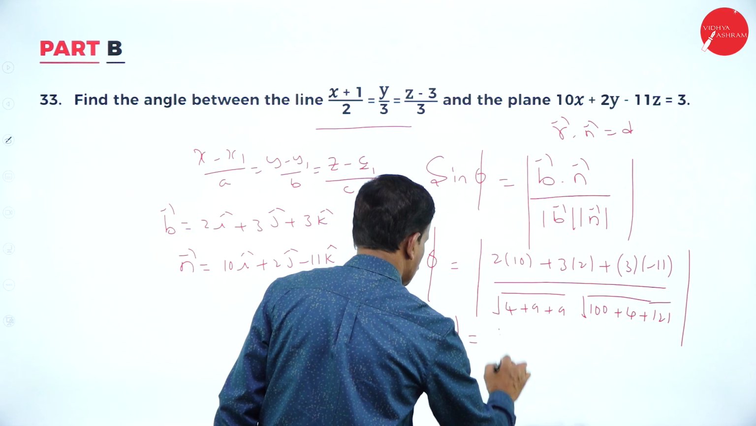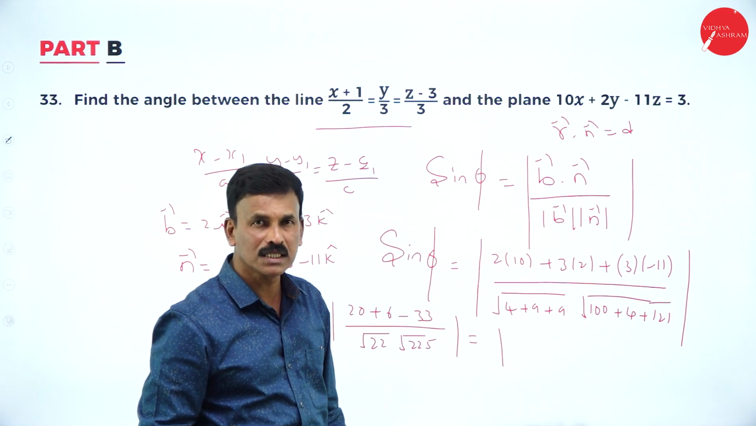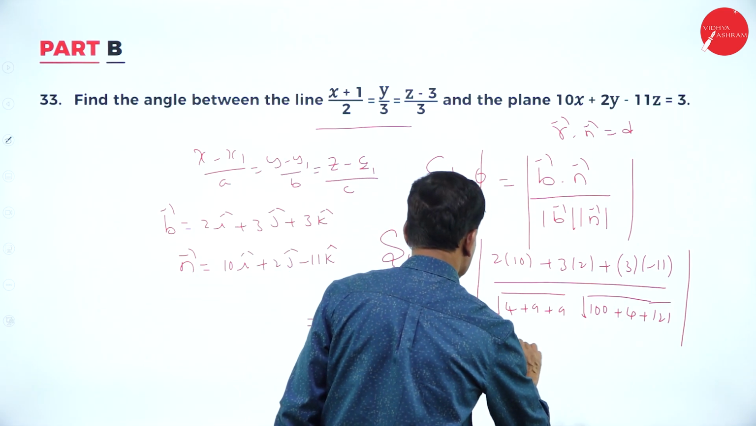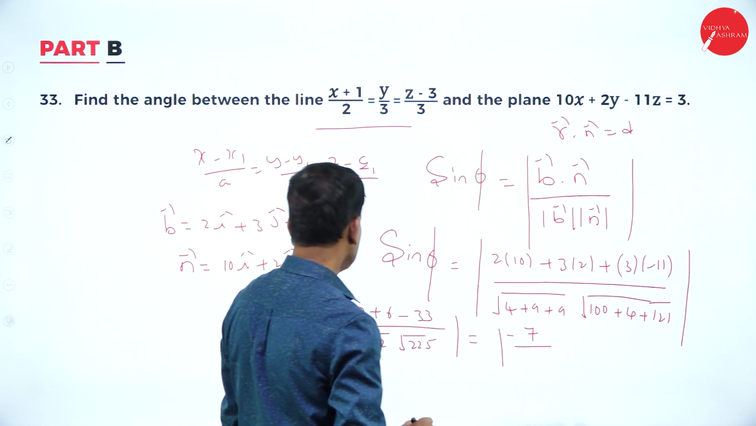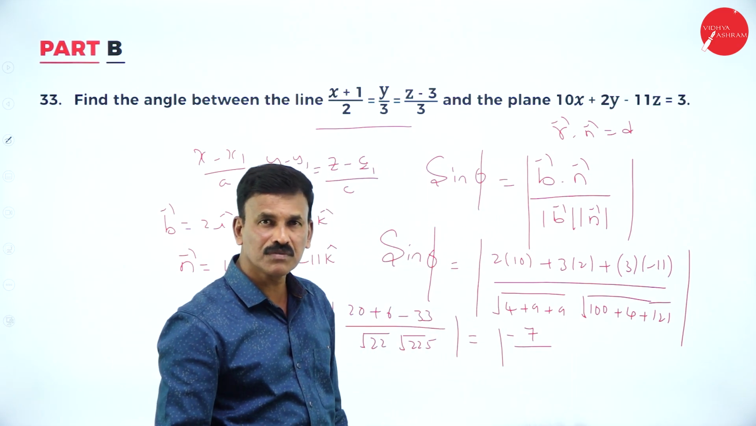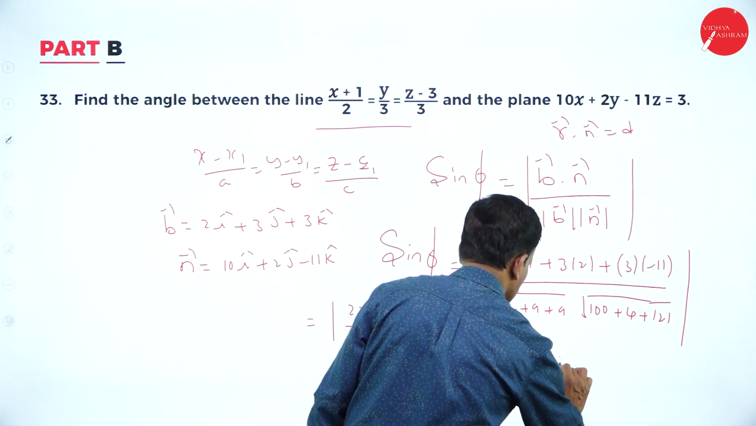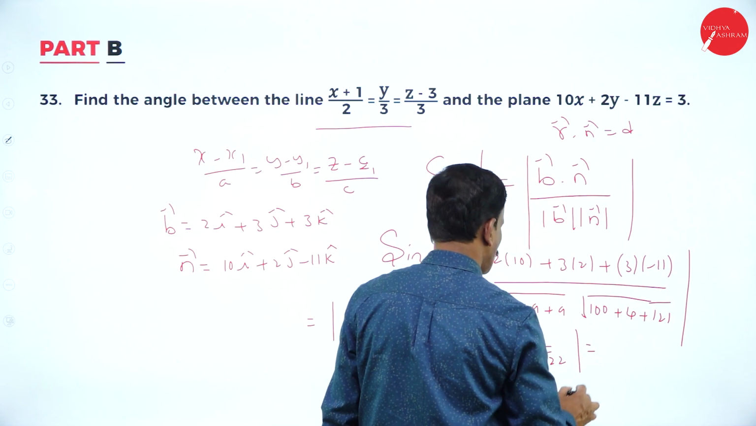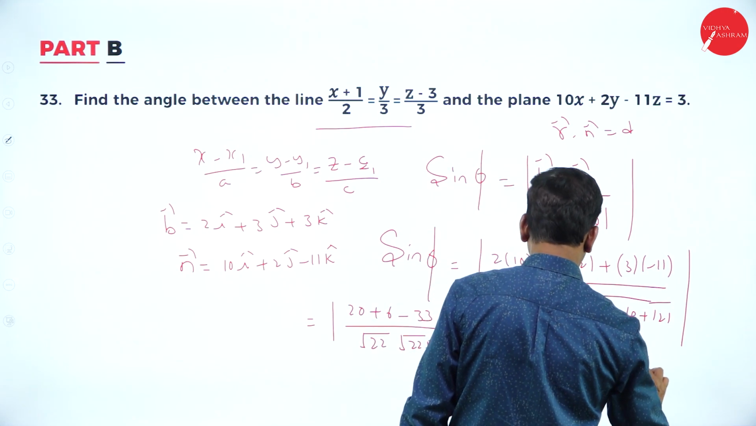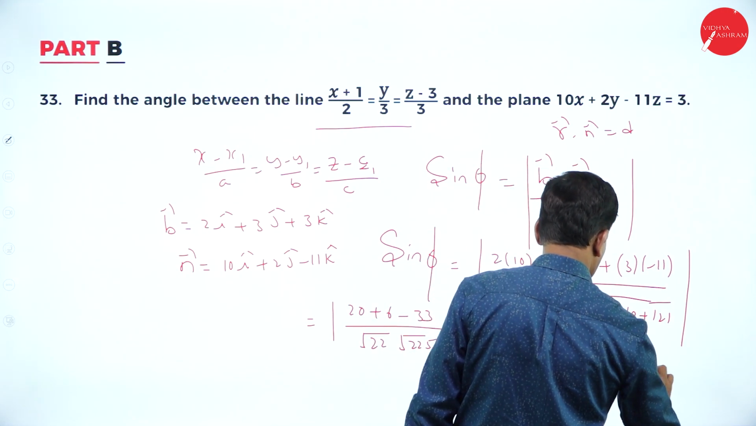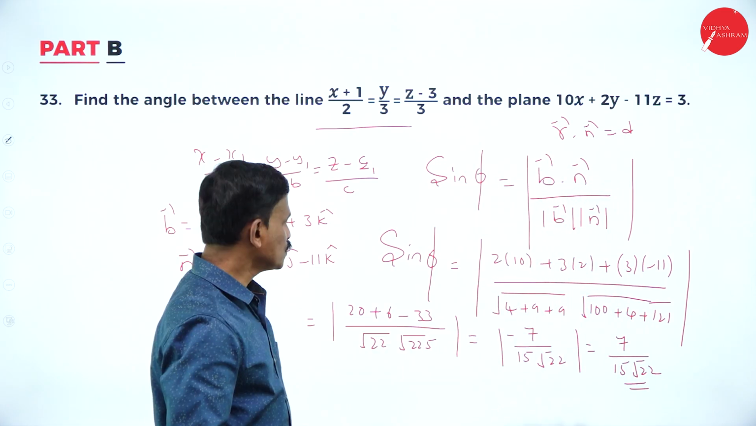So what is this equal to? This is equal to 26 minus 33 minus 7, divided by 225. Square root of 225 is 15, so 15 into root 22. If you take the modulus, then this becomes 7 divided by 15 root 22. That's it.